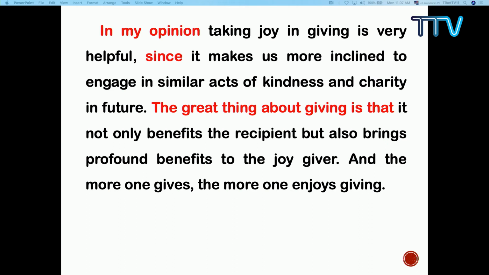So when you take joy in giving, you are bound to engage in such acts of kindness and charity, because this gives you joy. So, similar acts of kindness and charity in the future. That is why it is very helpful if you take joy in giving, rather than crying, okay, I have to give my money, now what should I do?